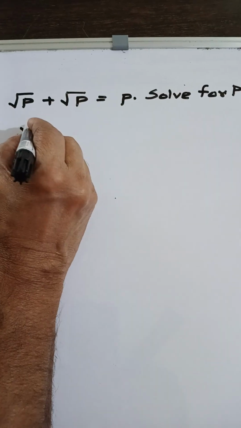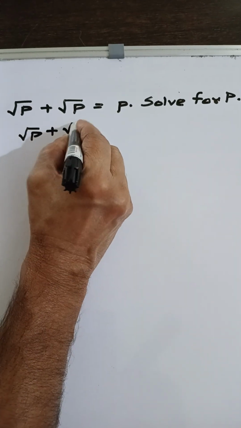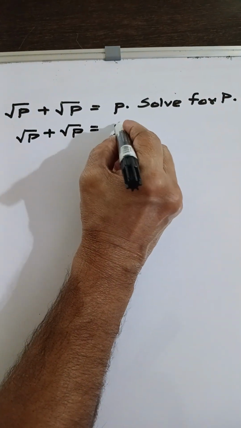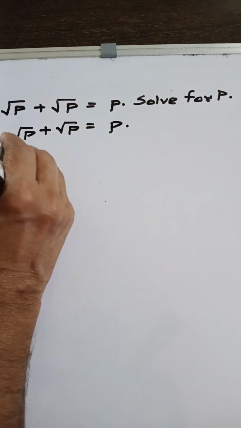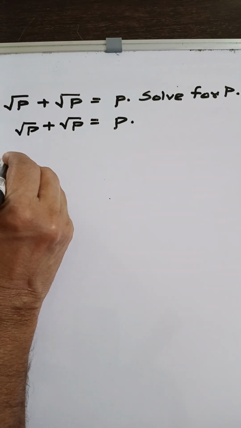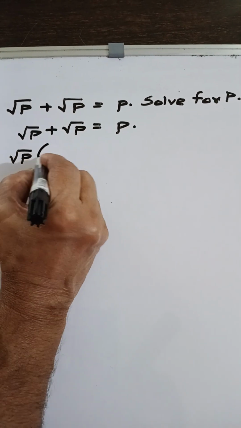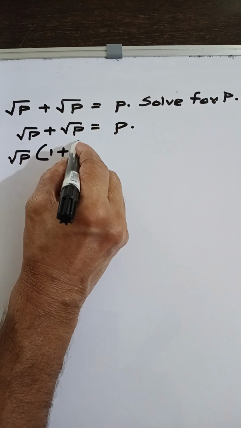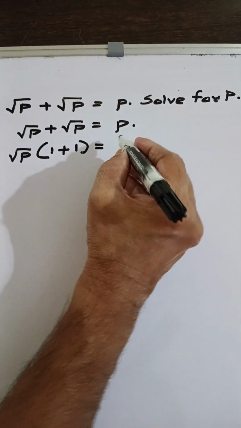Root p plus root p equals p. I am taking root p as common in LHS. Therefore, root p into 1 plus 1 equals p.